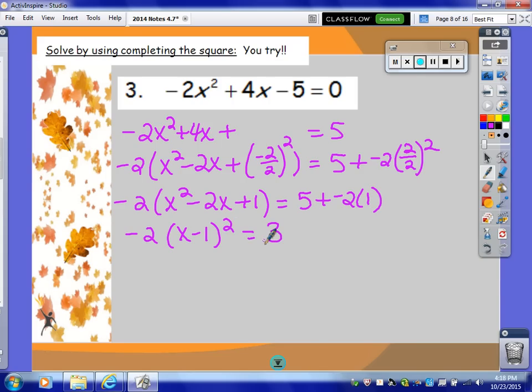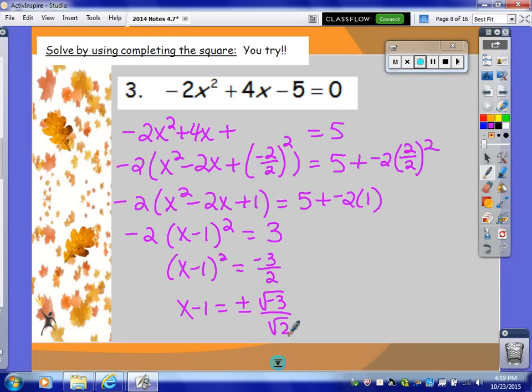Now I need to solve for my isolated term, x minus 1 squared. So I'm going to divide by negative 2. Here, when I divide by negative 2, I don't want that negative in the denominator. So I'm going to pull that up top, because 3 divided by negative 2 is negative 3 over 2. You want that negative up top because it saves you a step later on in the problem. Let's square root both sides. So don't forget my plus or minus.